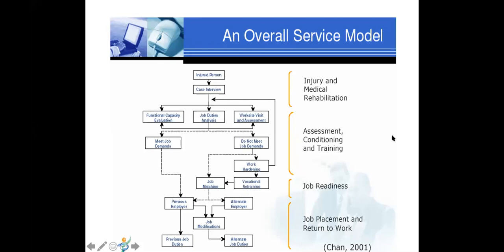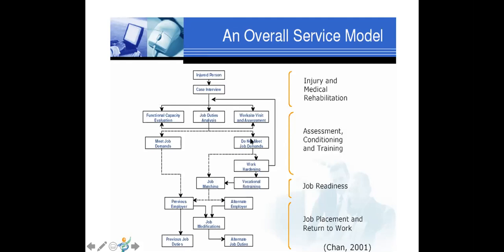Kalau you dapat patient untuk you buat work rehab, return to work, so this is the ideal process. First you kena buat FCE dulu, then analyze dia punya job duties, then you visit dia punya workplace, sesuai tak dengan dia punya capacity, dengan job duties dia, dengan tempat kerja dia. Kalau sesuai, then dia buat terus kepada previous employer, terus kepada previous duties.